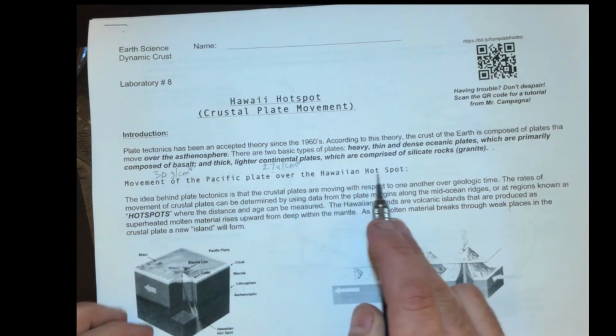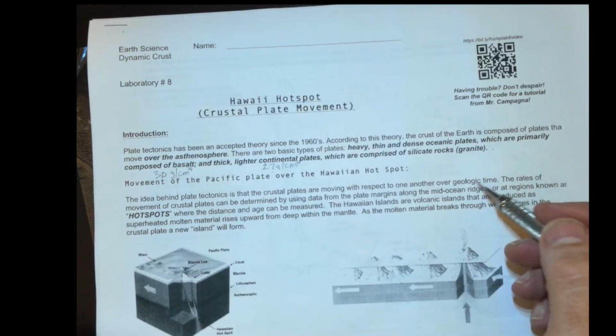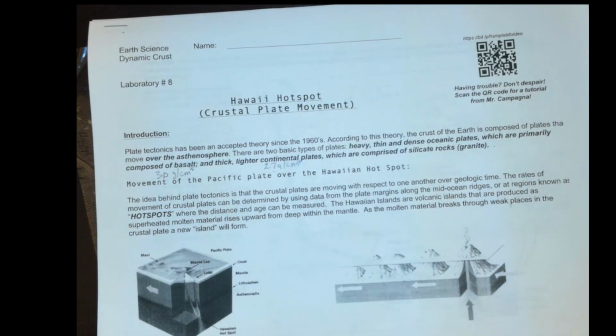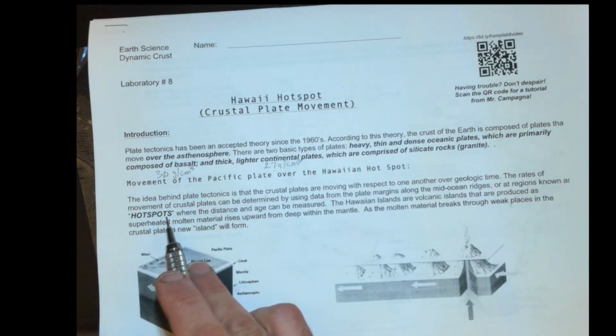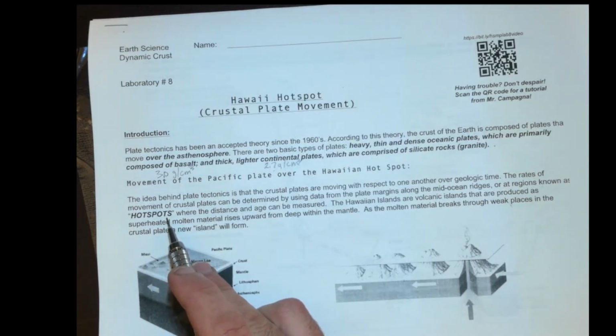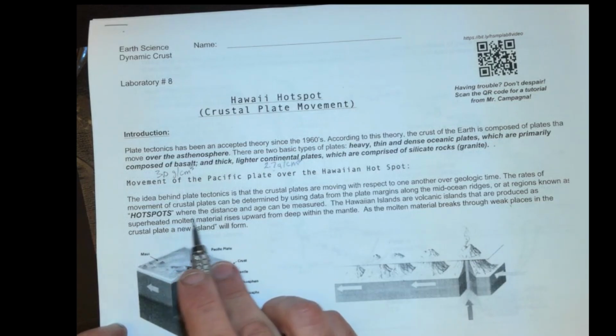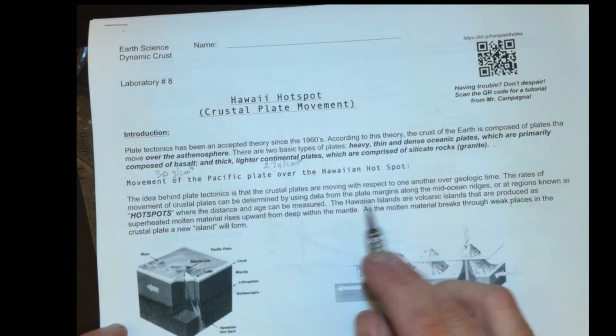Movement of the Pacific Plate over the Hawaii Hotspot. The idea behind plate tectonics is that the crustal plates are moving with respect to one another over geologic time. This means many millions of years. The rates of movement of crustal plates can be determined by using data from plate margins along mid-ocean ridges, or at regions known as hotspots. And we found that on ESRT page 5. They list numerous, now about 10, where the distance and age can be measured.